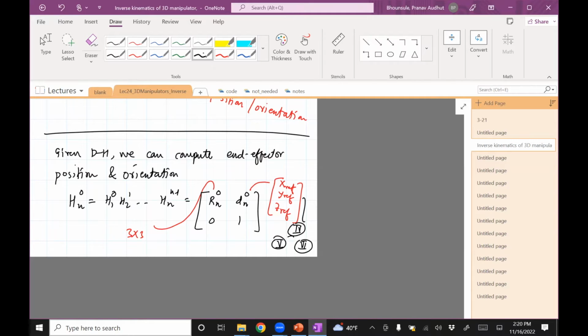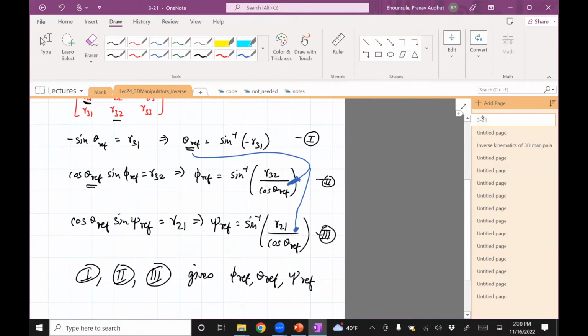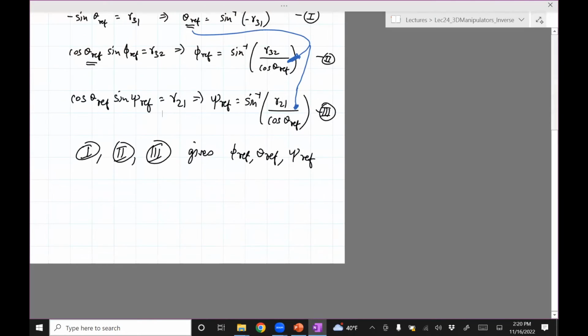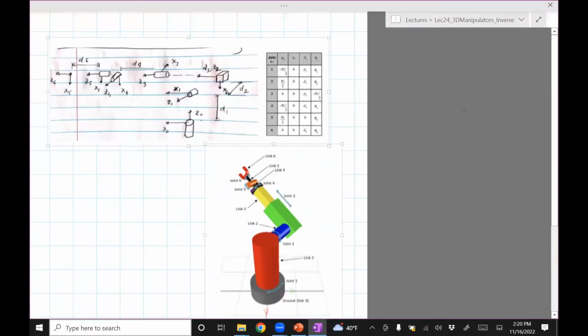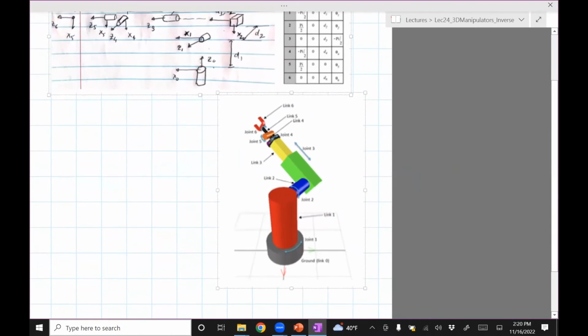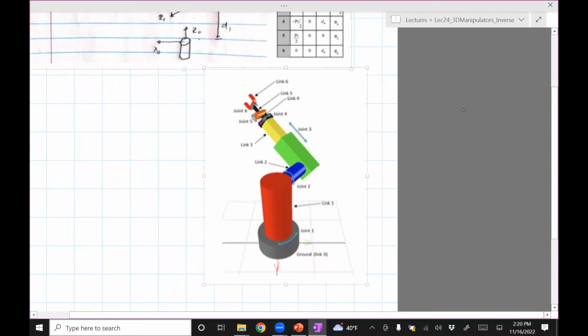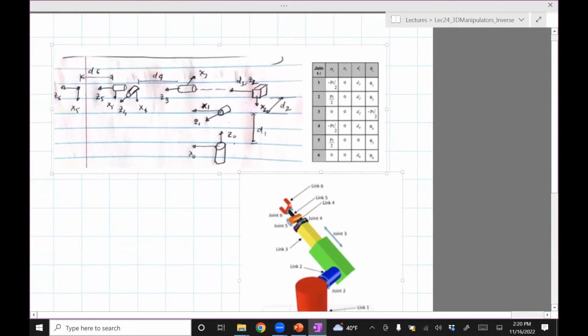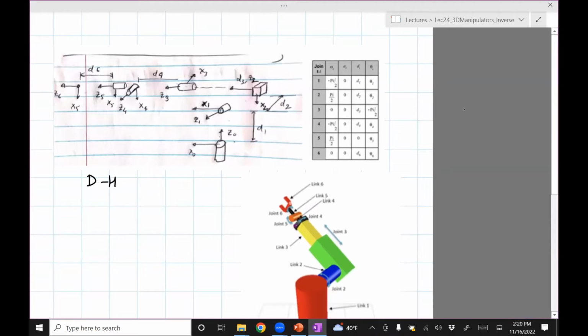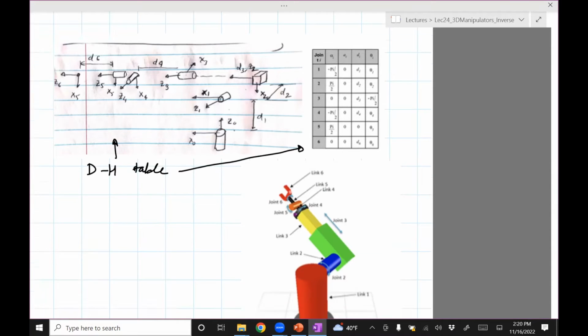Okay, so let's solve a problem based on this. Okay, the problem is, here's the manipulator. This is just not even a CAD rendering. This is just a figure which was in some book. What I did was I took that figure and then broke it down into a DH table, which is here. And then this is the figure, which corresponds to this.